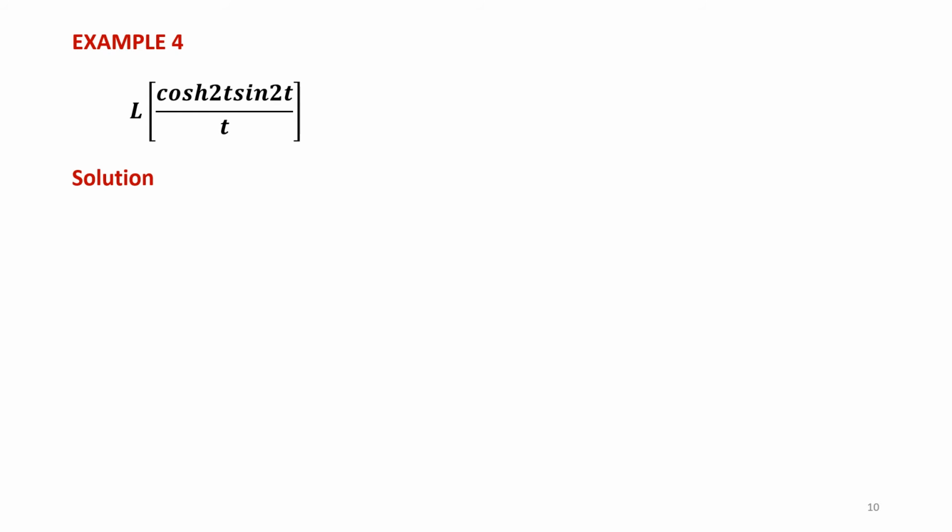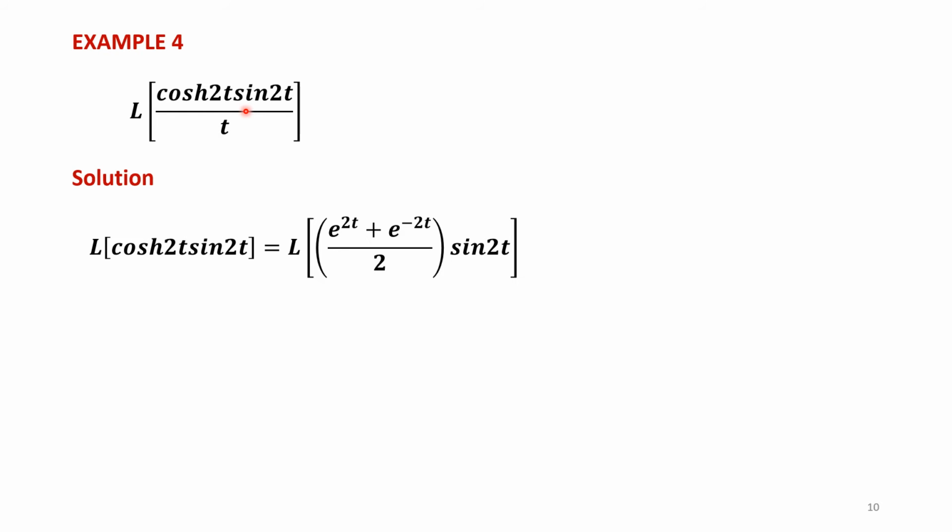Next example, L of cosh 2t into sine 2t upon t. Again, we have division by t, which means that we have to calculate the Laplace transform of the numerator. So calculating L of cosh 2t into sine 2t.